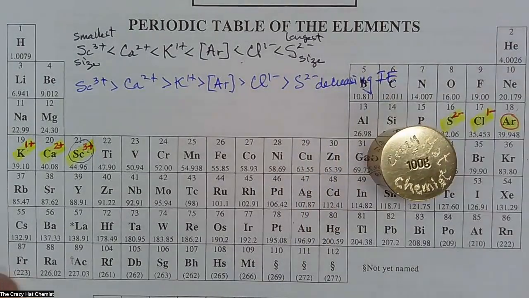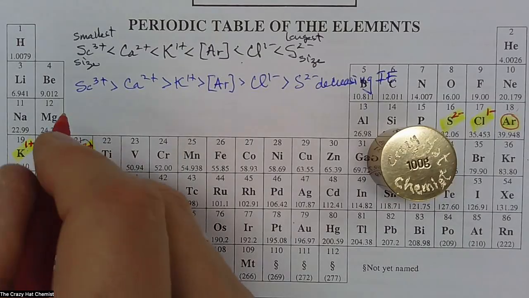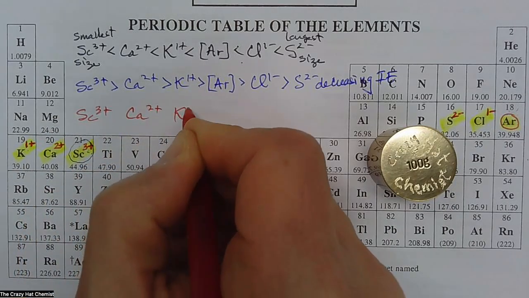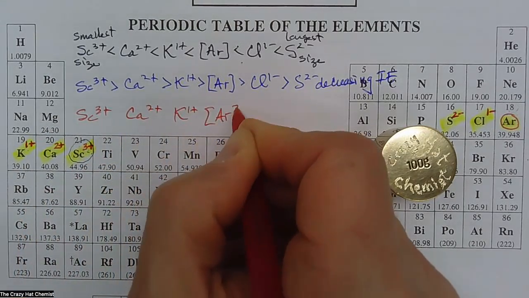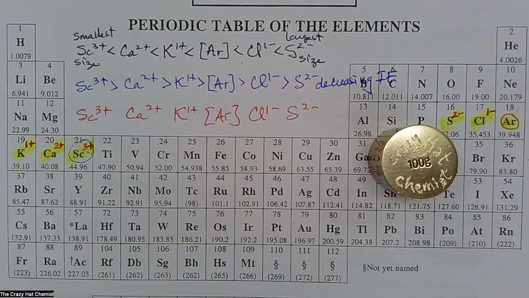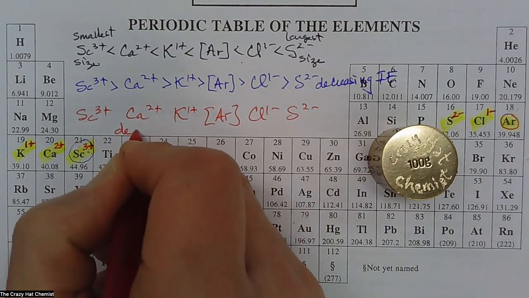Okay, cool. The next one is decreasing electronegativity. Decreasing electronegativity is the same as decreasing ionization energy, so hopefully that makes sense. We've got scandium, calcium, potassium, argon as a comparison, chloride, sulfide. And this is in order of decreasing electronegativity.